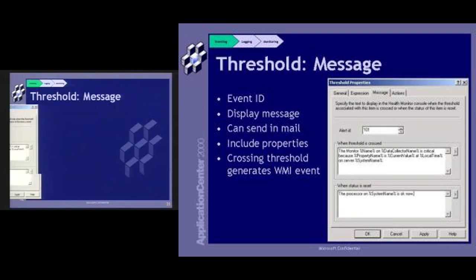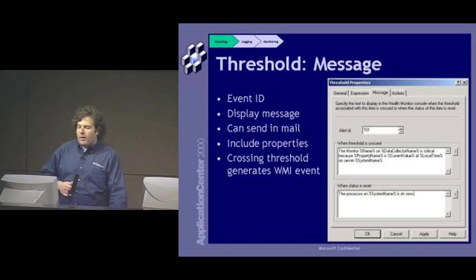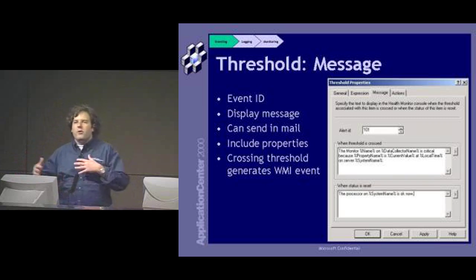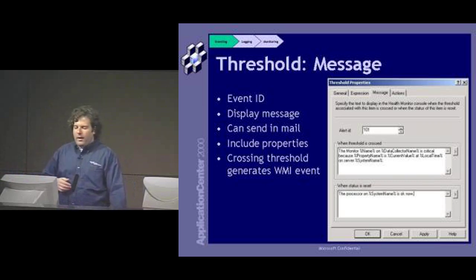And you can change the state to critical, to warning, reset back to normal, or just fire an informational event. Along with a threshold, you can specify an ID, a message. The message can contain any of the properties returned, such as the name of the data collector, the name of the threshold, the instance, the compare value, the comparison, the current value, time, server, any of the HTTP properties returned in the case of the HTTP provider. So for instance, you could have the contents of the web page included in the message and sent in a mail.